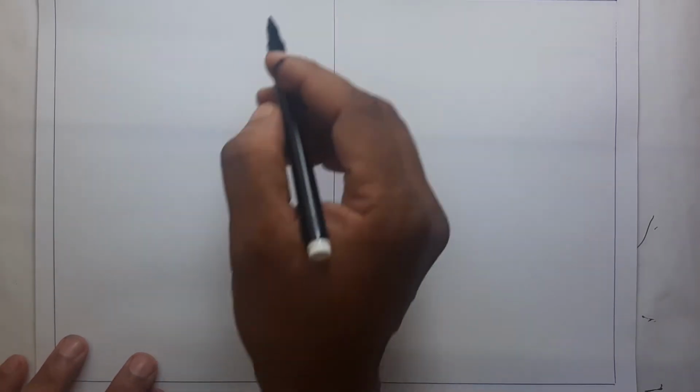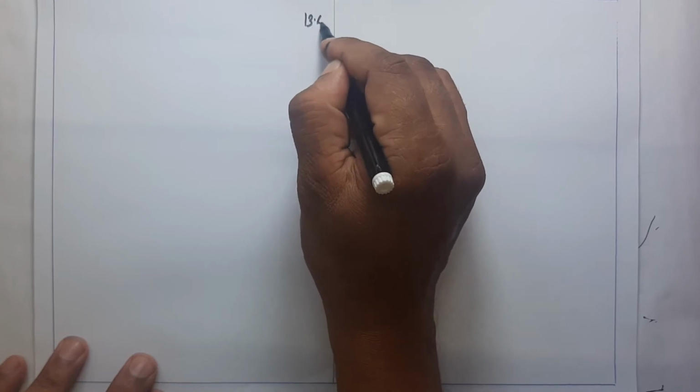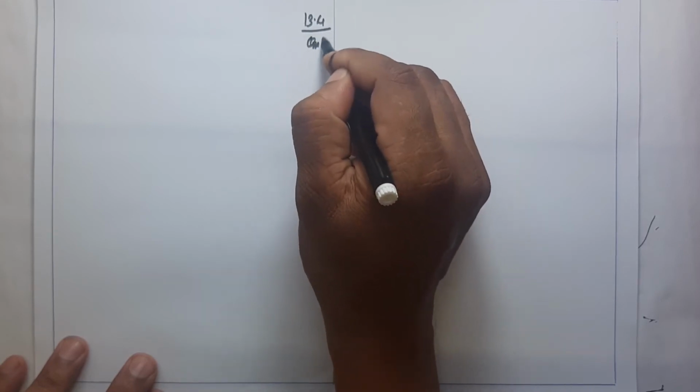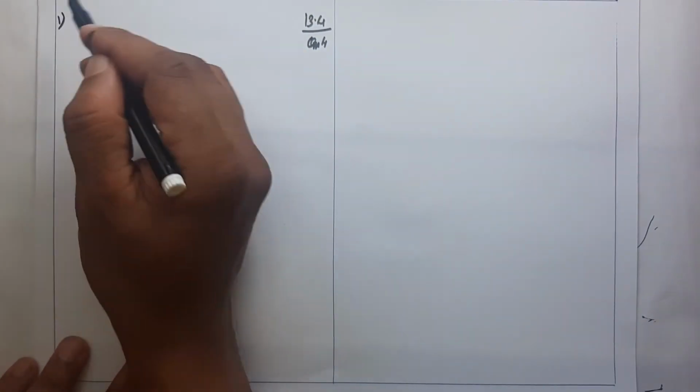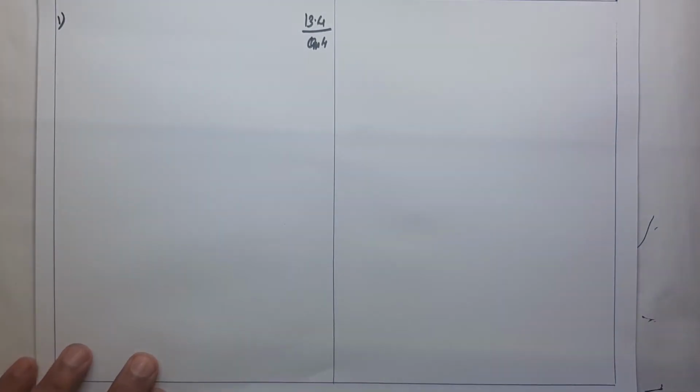Our first question. Find the probability distribution of number of heads, number of tails in simultaneous tosses of 3 coins. Our fourth question of 13.4, question number 4: Find the probability distribution of number of tails in 3 tosses of a coin.